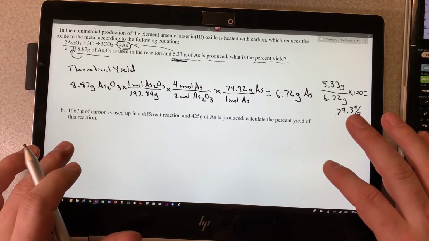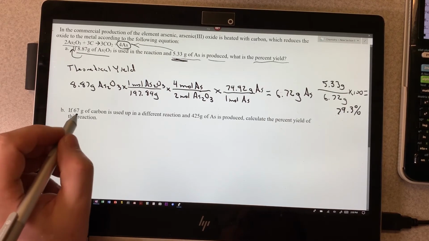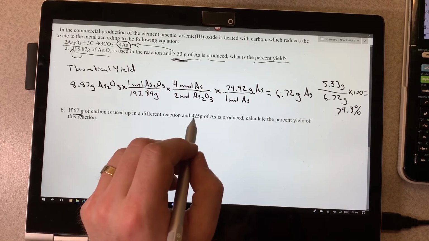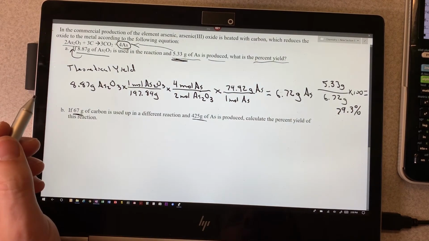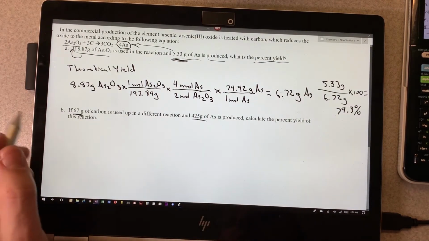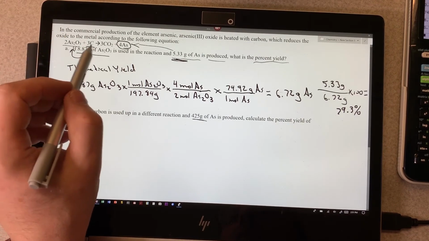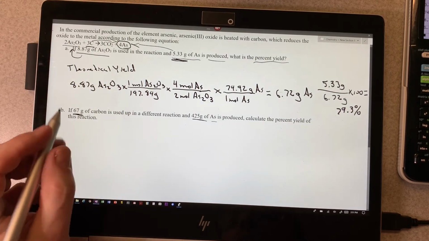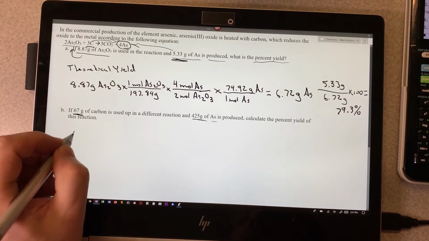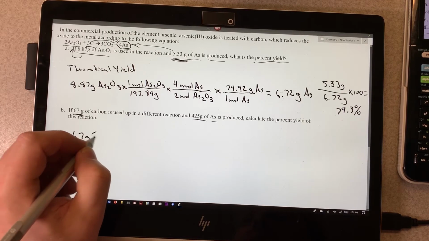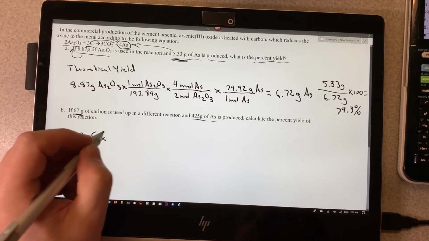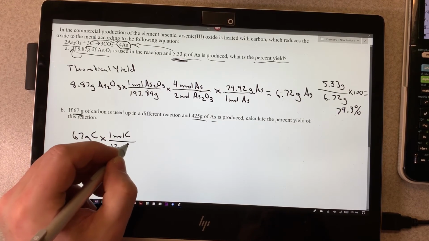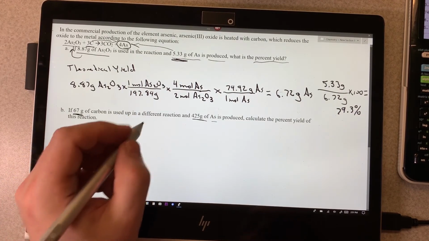This is similar. In this case, I have 67 grams of carbon in a different reaction, and this time I make 425 grams of arsenic. Calculate the percent yield. So this time I'm going to use carbon, and since it's still arsenic, I'm still going to convert that to the arsenic, and so let's see where this goes. 67 grams of carbon times 1 mole of carbon over 12.01 grams off my periodic table.